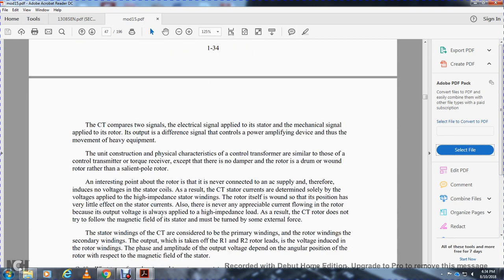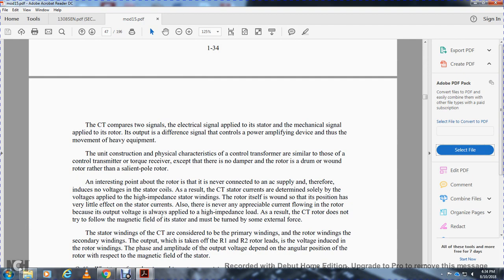The control transformer compares two signals: an electrical signal and an applied mechanical signal. It produces an output that is the difference signal, which controls the power amplifying device that moves the equipment. The physical characteristics of the control transformer are similar to the torque receiver, except the rotor is a round drum-shaped rotor rather than a salient pole rotor.